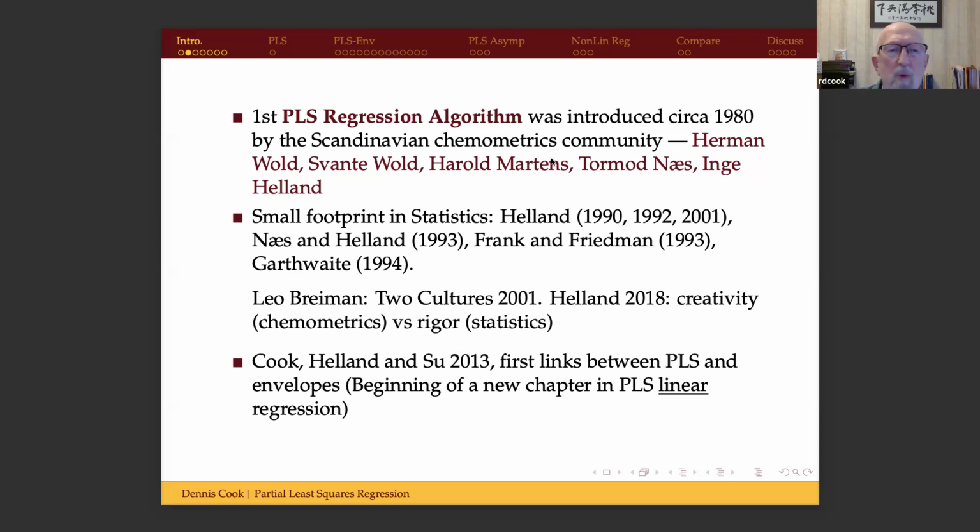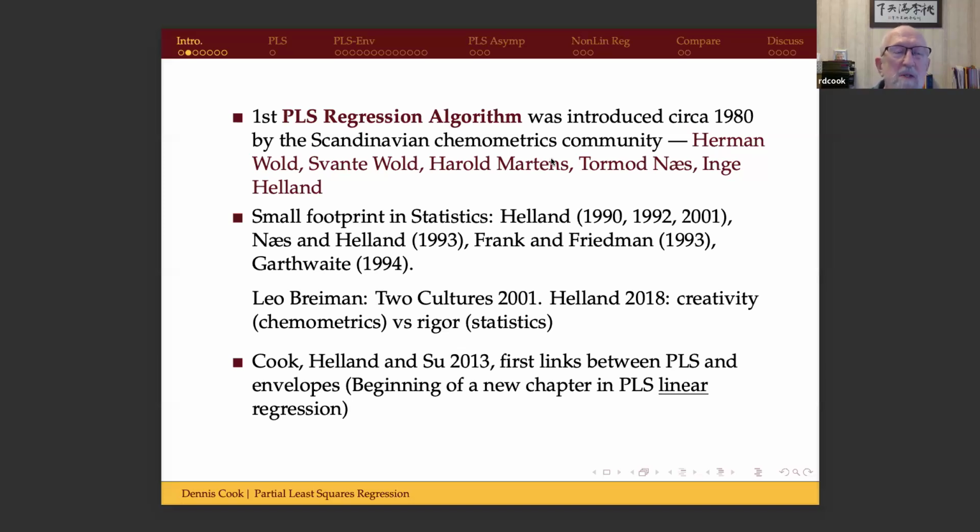It has had a small footprint in statistics. There are a few papers that are interesting. Helland gets cited frequently. Frank and Friedman, in their 93 Technometrics paper, is cited frequently, but there's not much in the way of statistical literature that the statistics profession found to be, I think, compelling. Some people attribute that to different cultures. There's Leo Breiman's two cultures, and that could account for part of it. Helland in 2018 described the difference as creativity, which is what takes place in chemometrics, versus rigor, which he said takes place in statistics.